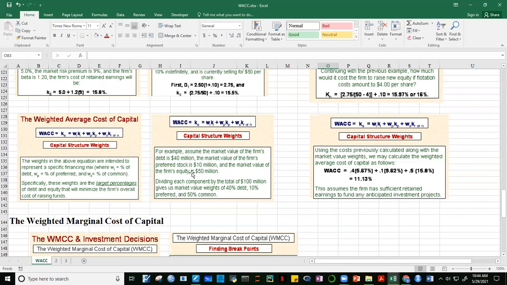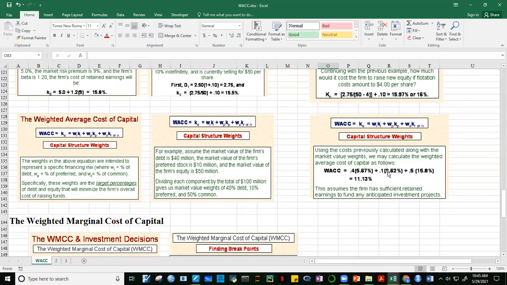The market value was used here. If we have data about the market value, we can use that. If not, sometimes we just use the book value. So debt is 40 million, preferred is 10 million, and common is 50 million, so all in all 100 million. Now we can easily get the weight of debt, which is 40 million divided by 100 million. So that's 40%. Preferred is 10%, and common equity is 50%.